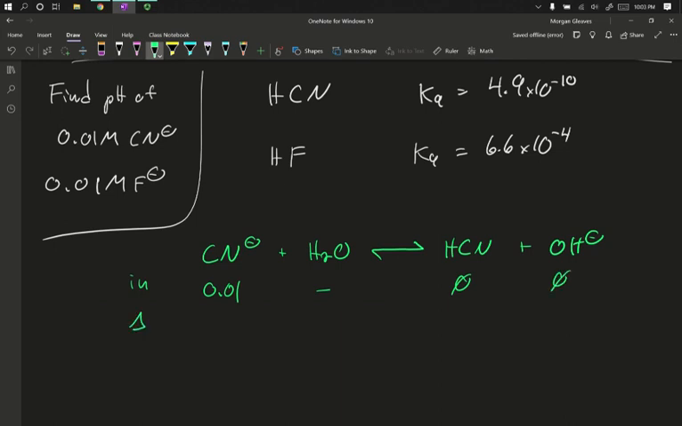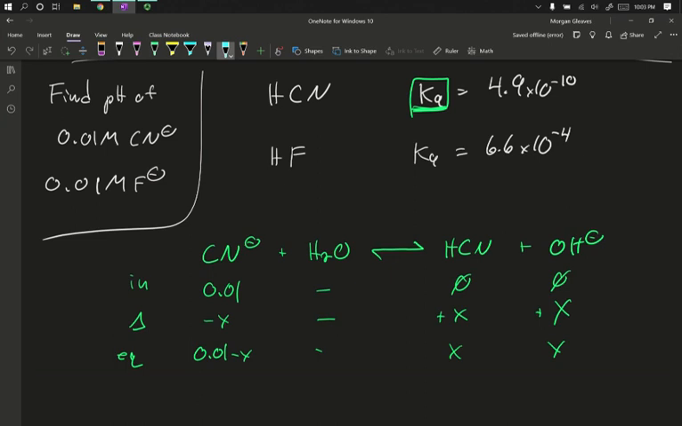There's going to be a change. I'm going to lose some cyanide, I'm going to gain some HCN, I'm going to gain some hydroxide until I reach equilibrium, where I'll have 0.01 minus X, X, and X. Well, this is cyanide acting as a base, which means I need a Kb. I need an equilibrium constant for acting as a base, but I only have the Ka for the conjugate acid.